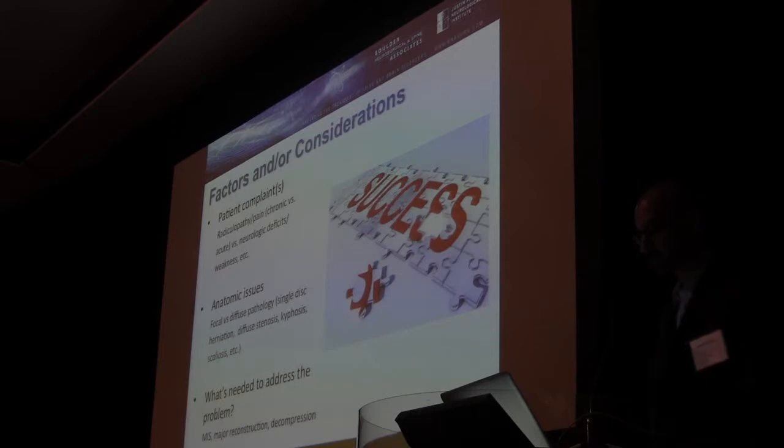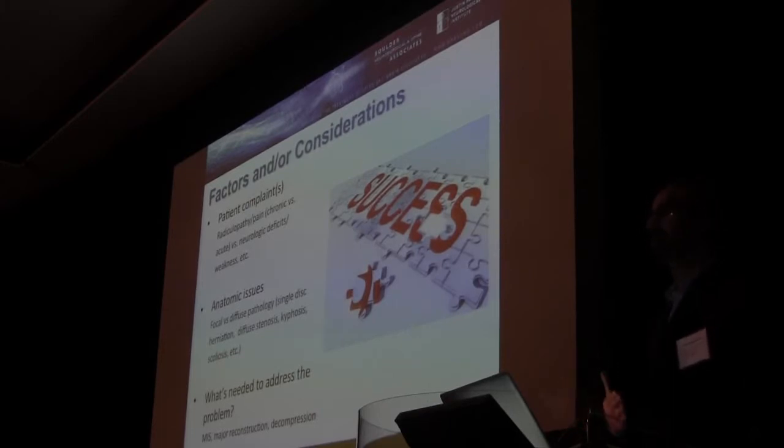But success can really only be achieved by putting together the pieces of the puzzle accurately and successfully for a patient. And there's lots of factors and considerations for what we have to do. If we're looking at the patient, what are their complaints when they walk into your office? Do they have a focal radiculopathy or pain? Is it my arm hurts or my right leg hurts? Not only is it that, but is it acute versus chronic pain?